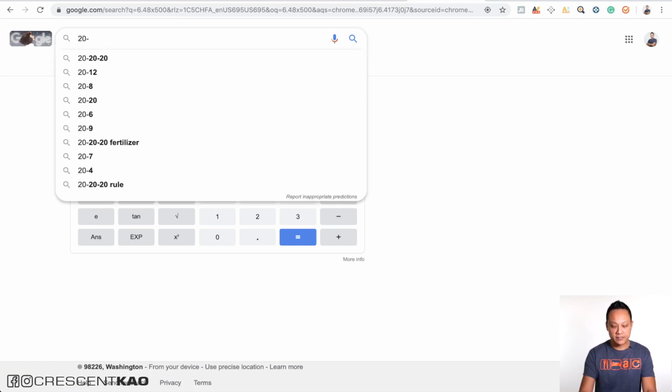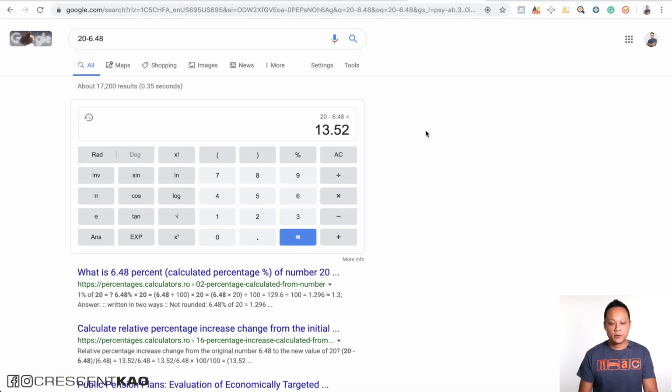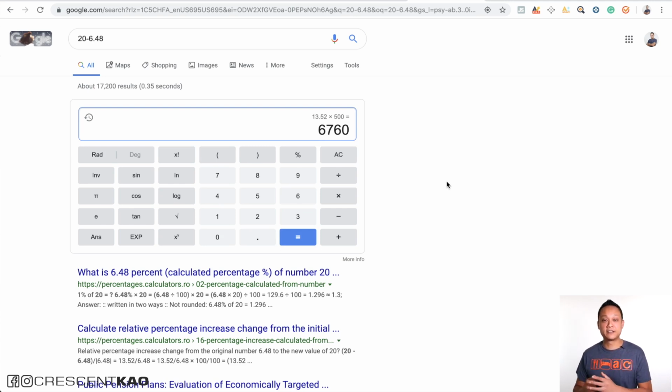Well, if we go back to the calculator, if we're selling each unit for $20 and the fees was $6.48, we can see that our gross profit is $13.52. Now, we have 500 of those, right? So if we multiply that by 500, you can see that our total revenue is $6,760. So this is the amount that Amazon will actually pay you in total, okay?